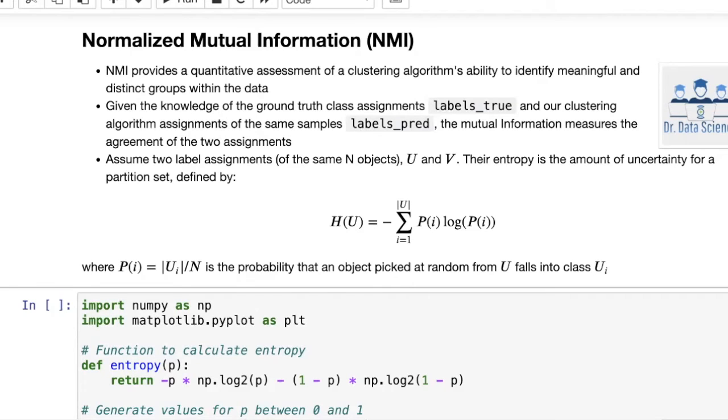What this means is that after running a clustering algorithm, you get a set of predicted labels, and now you may have access to some external information about the ground truth class assignments. And now you want to measure the agreement between these two sets of assignments that we call here U and V. And we assume that we have n data points.